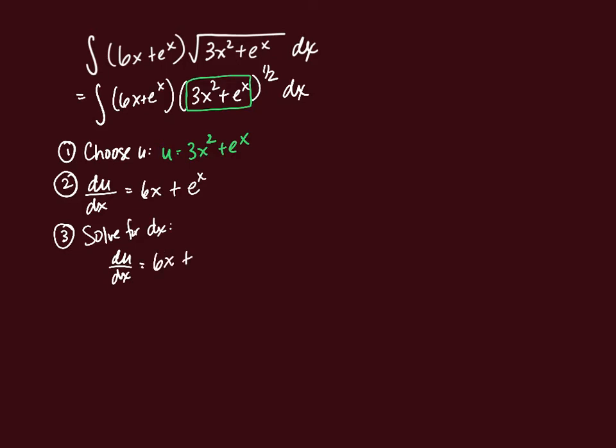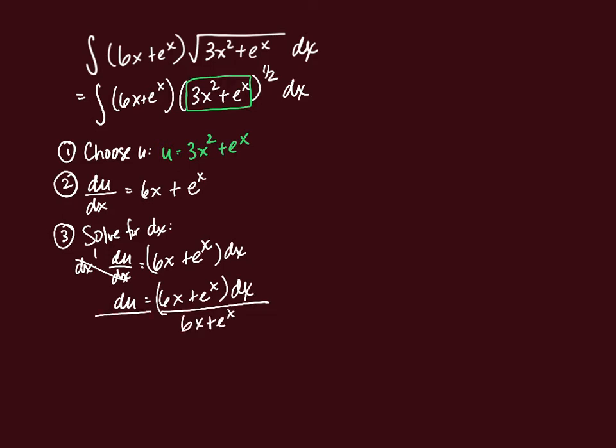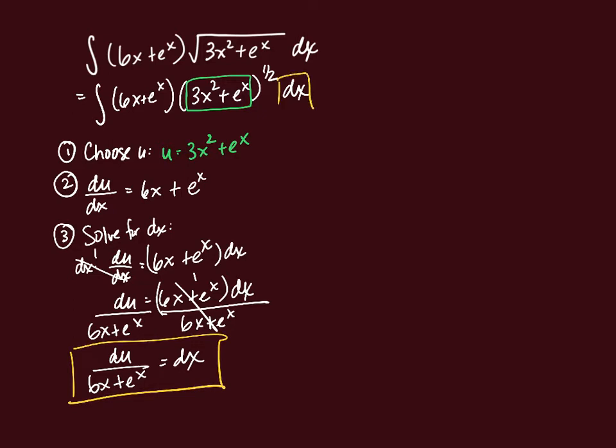So I'm going to multiply both sides by dx. And dx over dx is 1. And then last but not least, I'm going to divide both sides by 6x plus e to the x. So I get du over 6x plus e to the x is dx. So there we go. So I've got everything circled or put in a rectangle that's going to be replaced. Anything that is not in a rectangle does not get replaced.